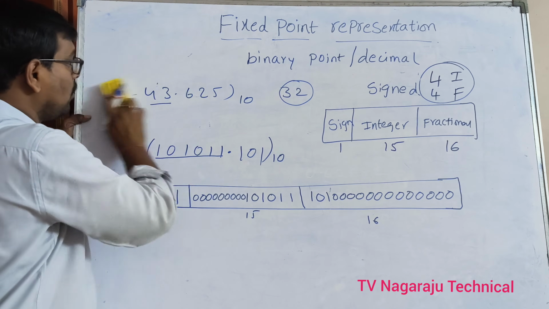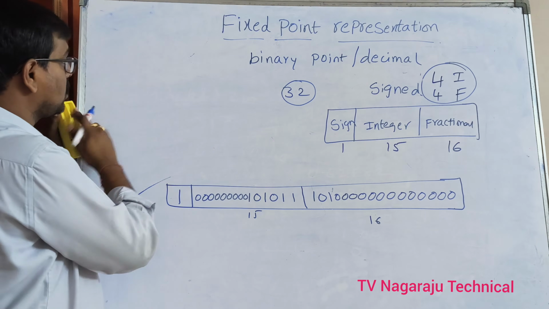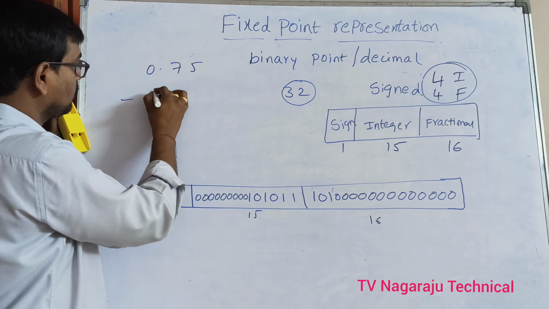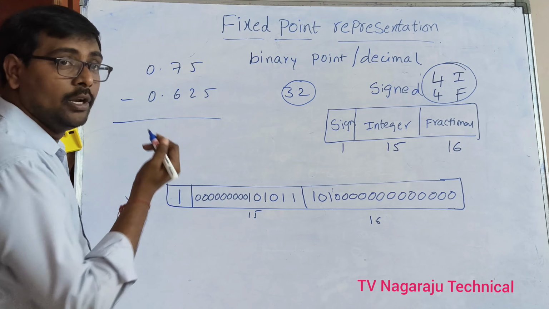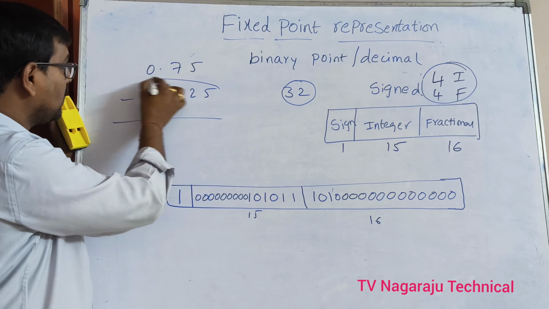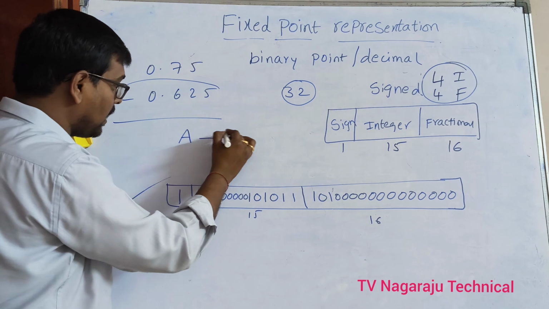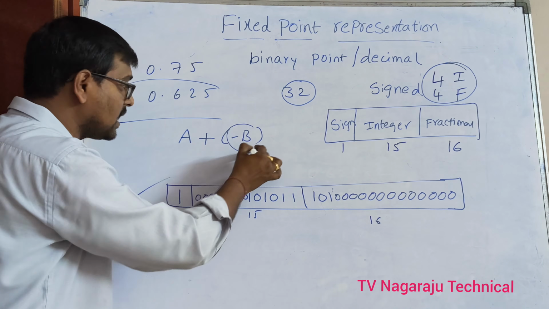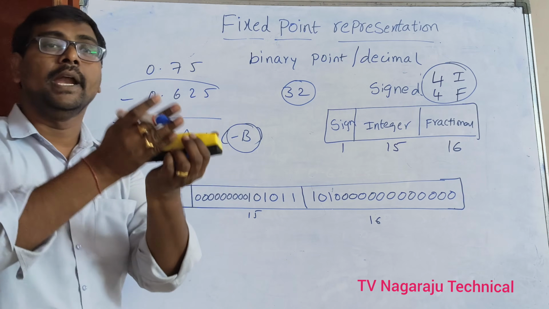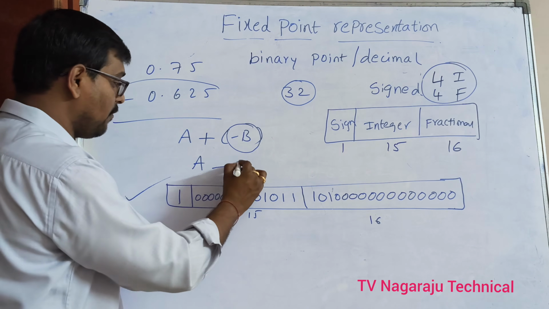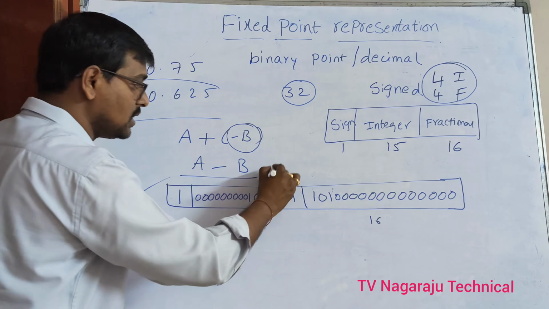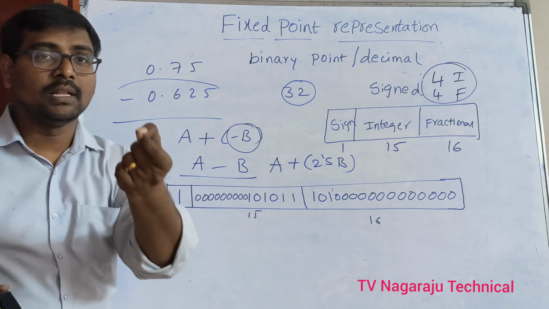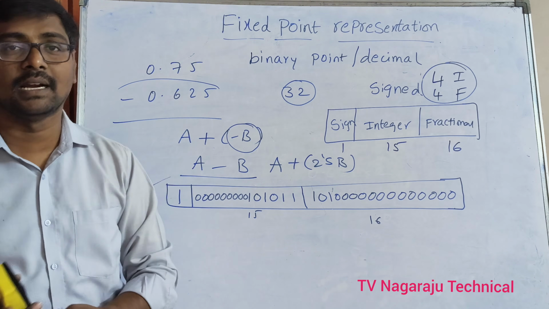Suppose we consider one more example of an arithmetic operation. If you want to do some calculation, what you need to do? Simply, A minus B. How do you do this operation? Simply convert it into 2's complement form and perform the addition. This is also the same thing: A plus the 2's complement of B. After doing the addition, if you have a carry, simply discard the carry.